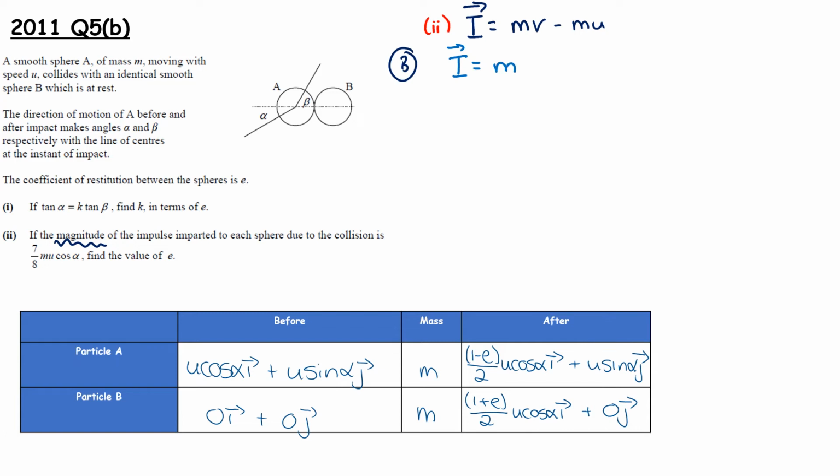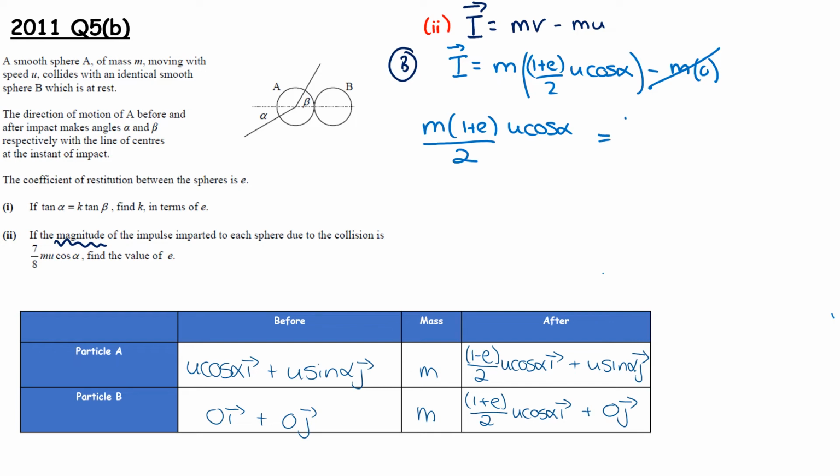So we have m, the velocity afterwards, is going to be 1 plus e over 2 u cos alpha, minus m times 0. That all cancels out. So the impulse is simply the first piece there. And they've told us that m times 1 plus e u cos alpha, put that all over 2, doesn't matter, is going to equal 7/8 mu cos alpha, and we're trying to find e.